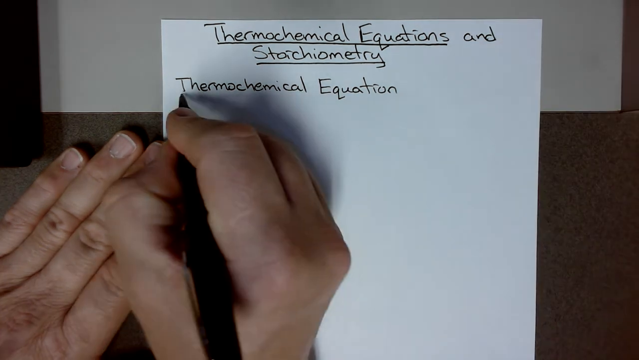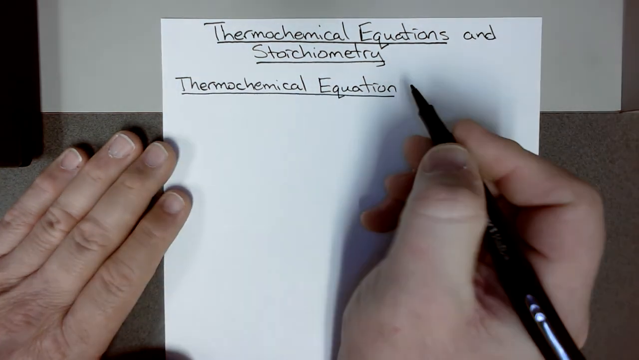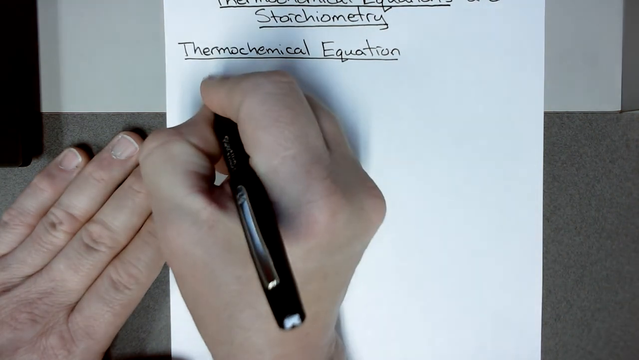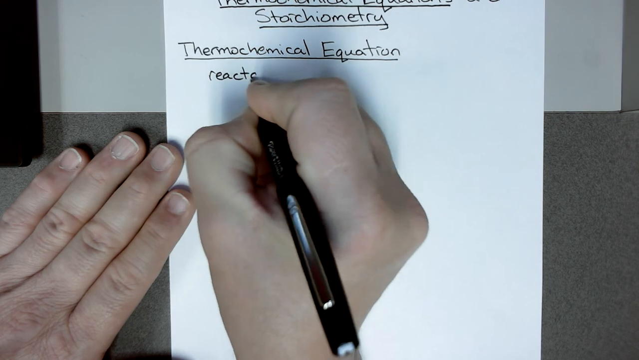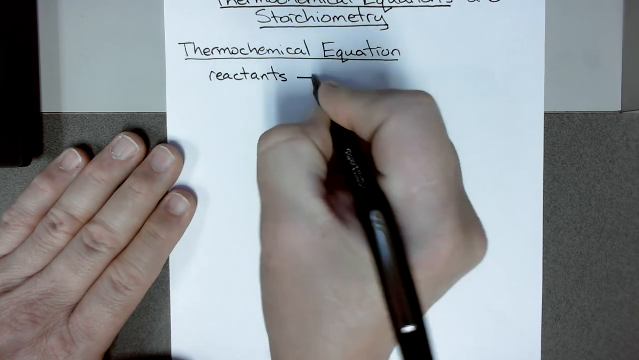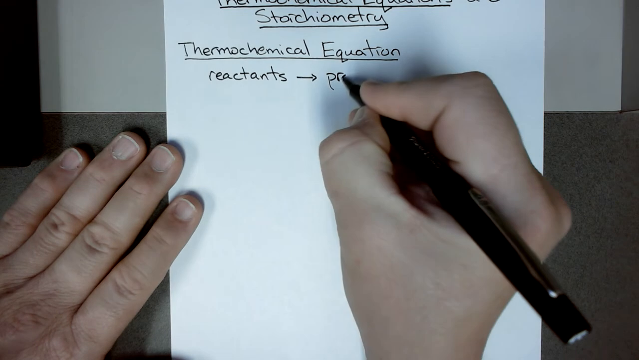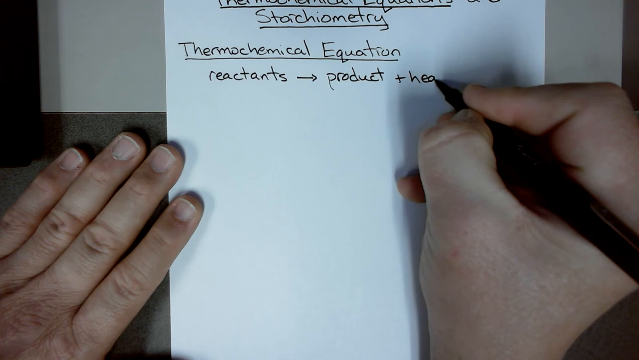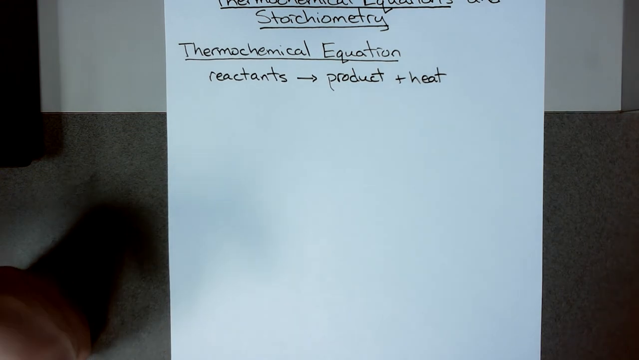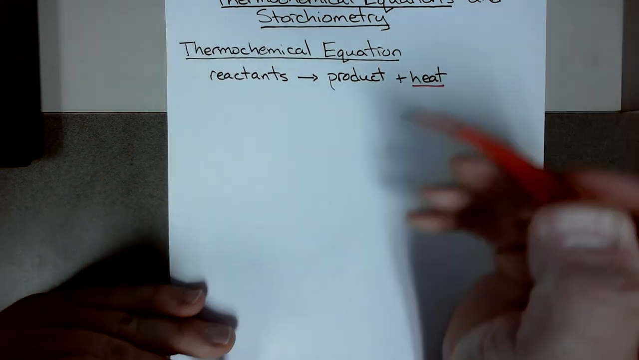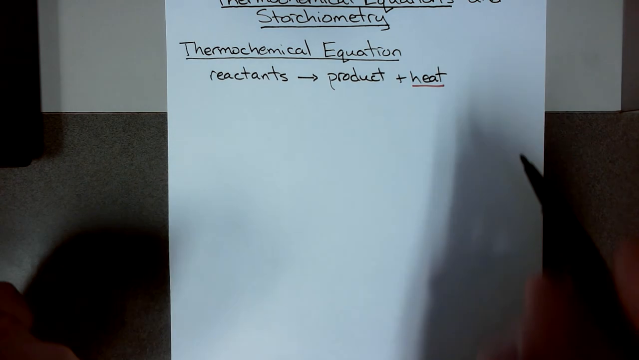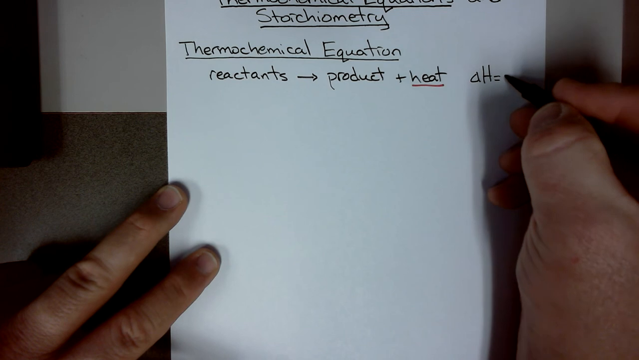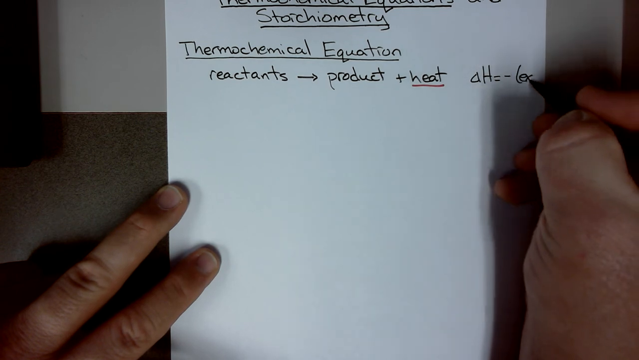In general, if we have reactants going to products plus heat, so if we put heat on the product side, that is an exothermic reaction, and we know that delta H will be a negative value, and we can say that's exothermic.